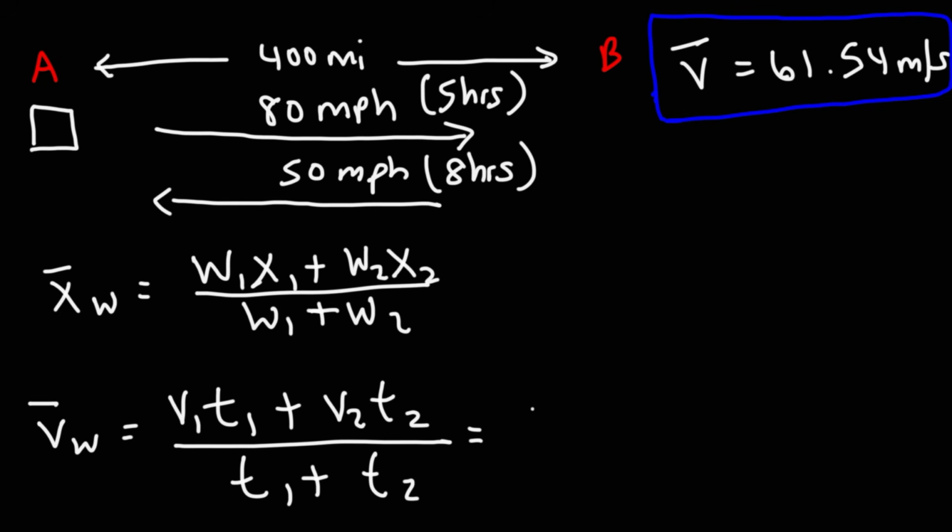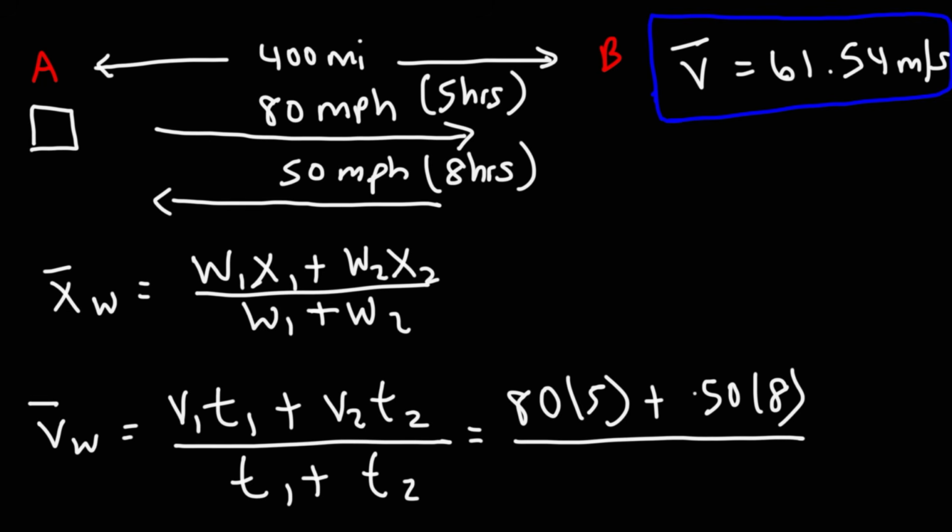So V1 is 80, and we're going to multiply that by 5. V2 is 50, and we'll multiply it by 8, and then we'll divide it by the total time, T1 plus T2, which is 13. So we have 80 times 5 plus 50 times 8, which is 800, divided by 13, and that will give us the same answer, 61.54.